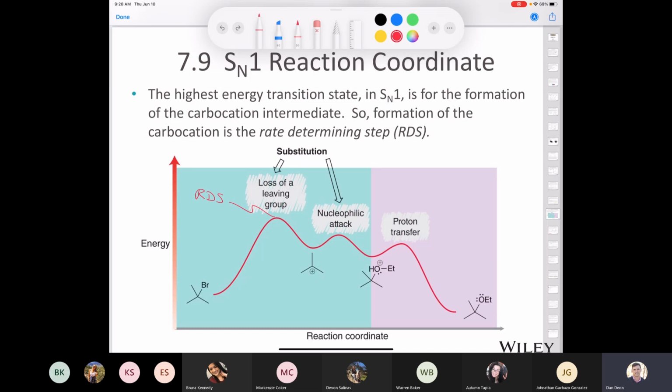I remember a number of years ago, there was an ACS final and they asked that question. I don't remember exactly how it was asked, but students are expected to know that the first step, the rate determining step, is going to be the loss of the leaving group to form the carbocation in an Sn1 reaction. Important that you know that.